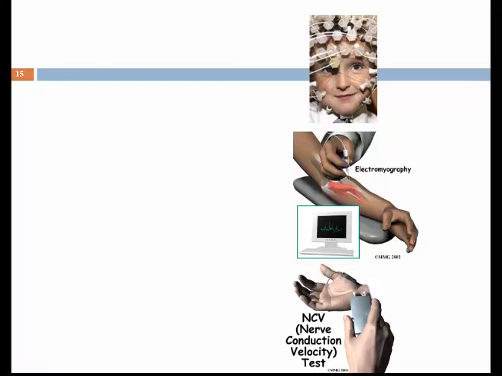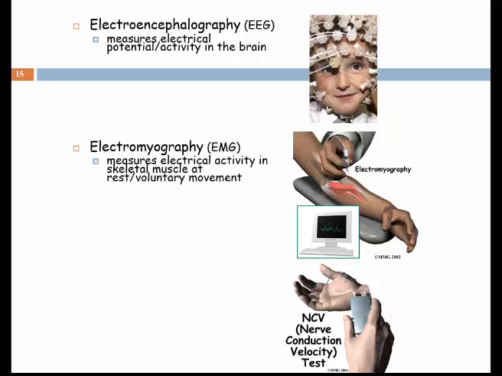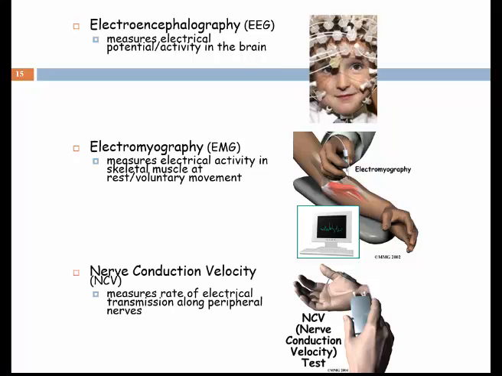Diagnostic tests depicted in this slide from top to bottom include electroencephalography, electromyography, and nerve conduction velocity. In the case of encephalography, or EEG, which of course is much easier to say, this is a test that measures electrical potential or activity in the brain. And you can see the placement of electrodes right here in this slide.